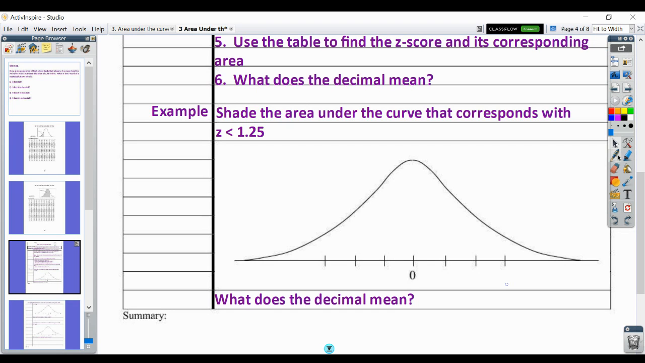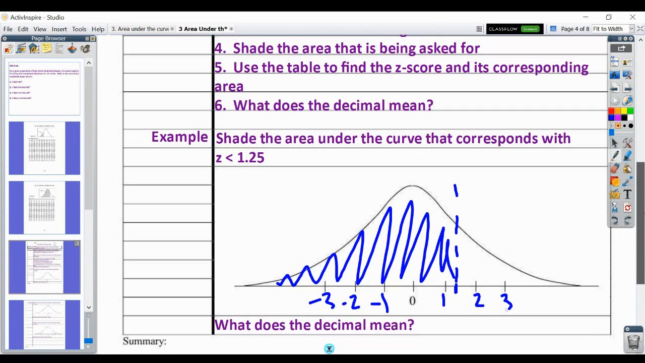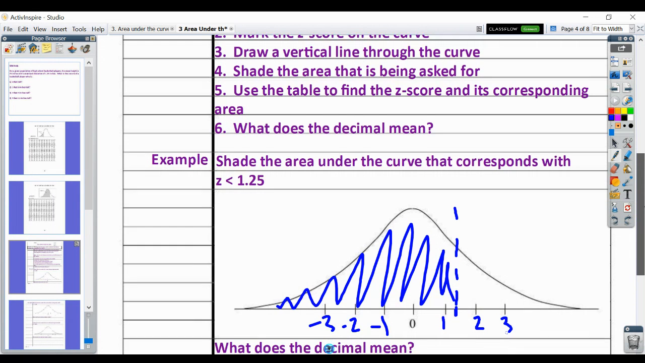So first example, we're shading the area under the curve that corresponds with z less than 1.25. I'm going to look on the horizontal axis. I see 0 in the middle. Great. And if it helps you to put these numbers in as well, go for it. It will always be 1, 2, 3, and -1, -2, and -3. 1.25 is about a quarter of the way past 1. So you can draw a vertical line through it, and then you're shading all this area that's to the left. Okay, so we're done already with steps 1 through 4.